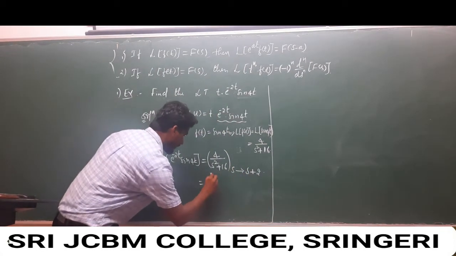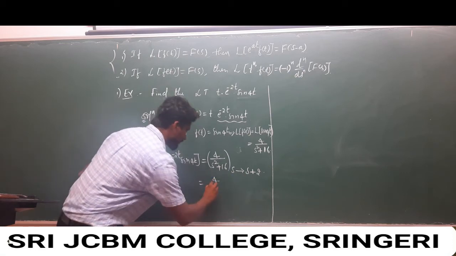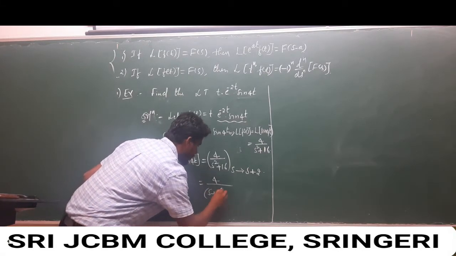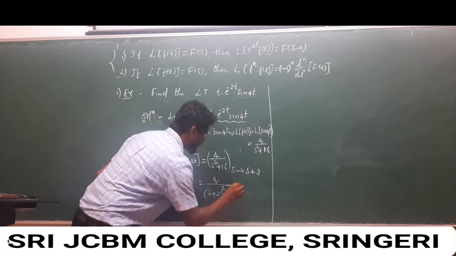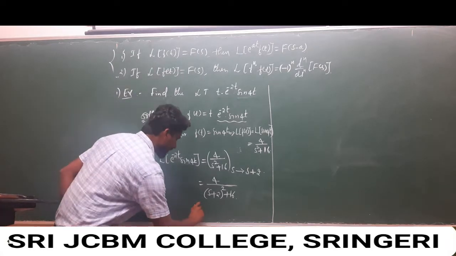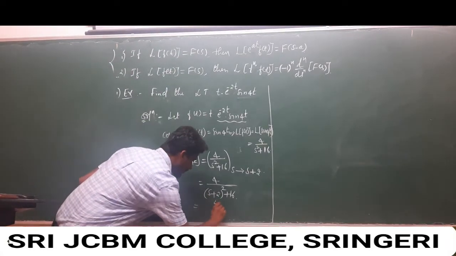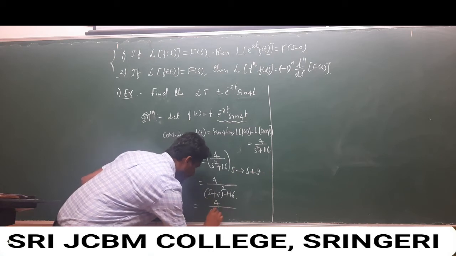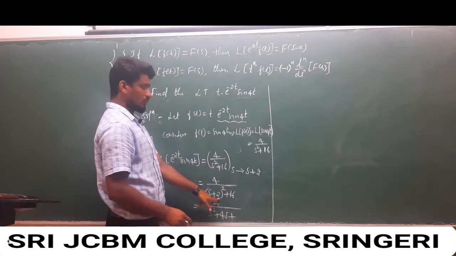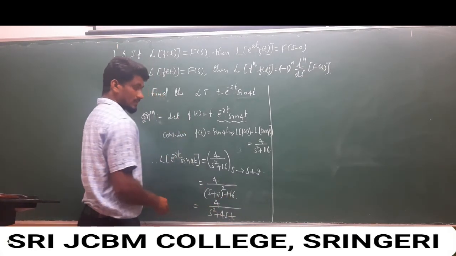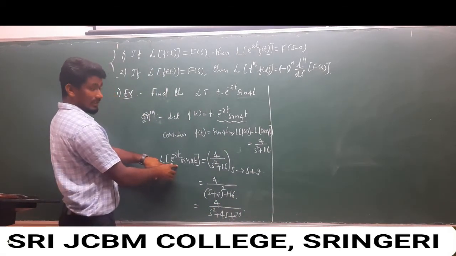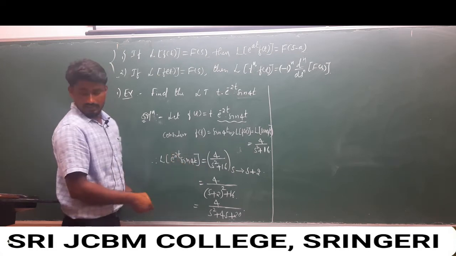Therefore, we just apply here s as s plus 2: 4 over (s plus 2) whole square plus 16, and after that simplify it. Applying the a plus b whole square formula, 4 over s square plus 4s plus 4 plus 16, which means 20. So this is the Laplace transform of e to the power minus 2t sin 4t, and after that we have to apply again.